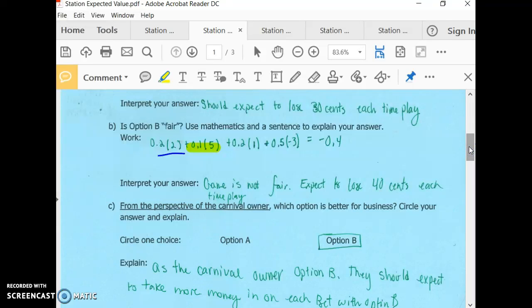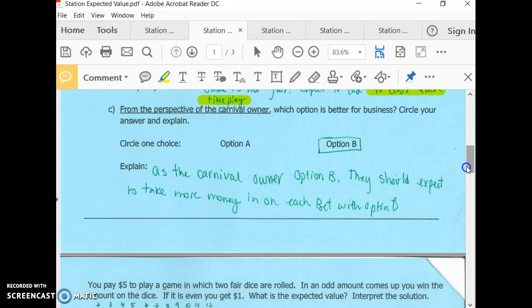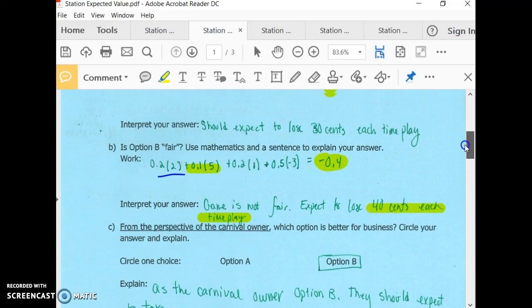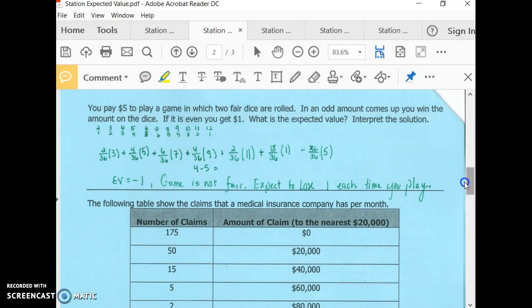So here's the thing. Is the game fair? No, it's not fair. You'll expect to lose 40 cents each time you play because we are in a minus. If that was a positive, we would expect to get money. So on the flip side, if you're a carnival owner, which one do you want? Definitely option B. As a carnival owner, option B, that's what you want to select. They should expect to take more money in on each bet because you're getting 10 cents more than you would with option A.